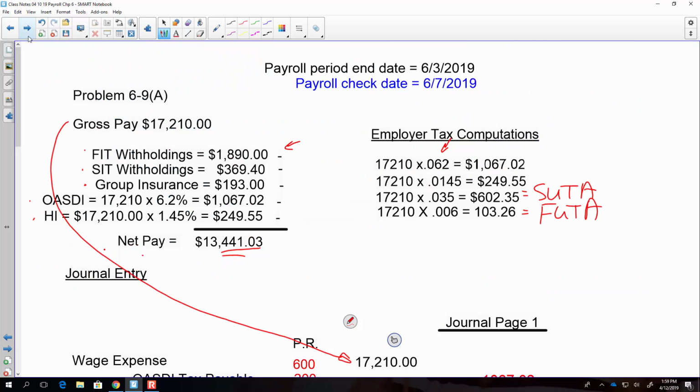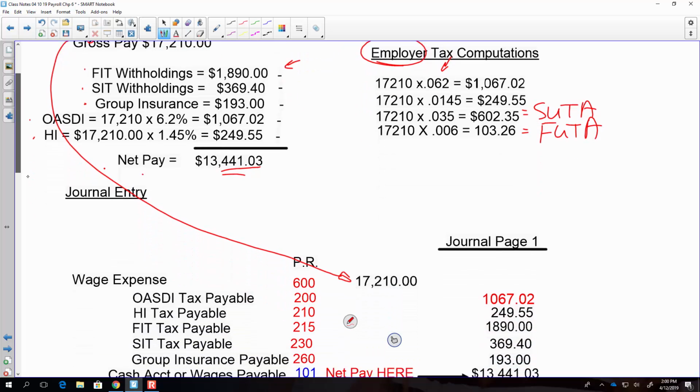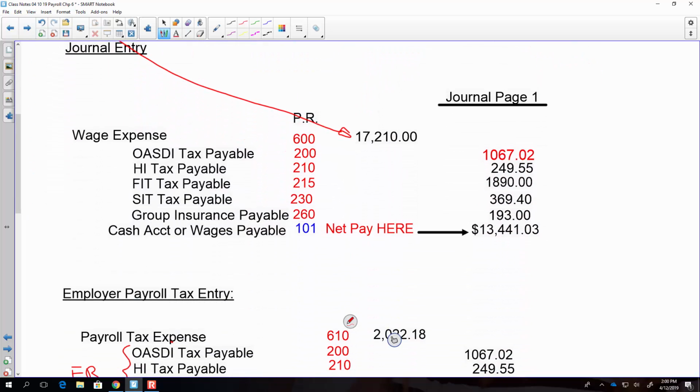All right. So here, there is problem 9. I just thought I'd lay it out so that we could get used to our entries. So here we have our gross pay. So let's just assume this is the payroll register. And here are my employer contributions, right? And it shows my two entries. Here's my wage expense entry, my register entry.